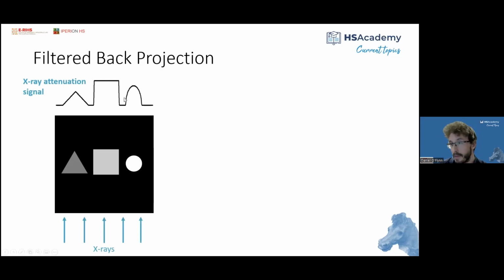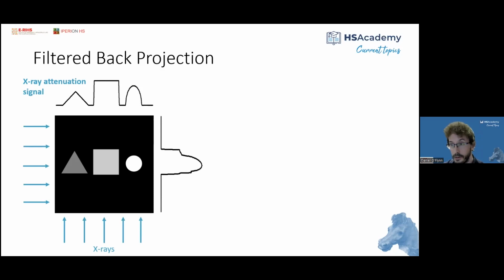And this signal is a measure of the X-ray attenuation. And you can see here the peaks that are showing in the shape of the object. So we can see a triangle and a square and a hump, which is due to the circular object. Now, if we instead were to rotate the X-ray beam so that it was coming from the left-hand side of the object, then we would see a different signal entirely.